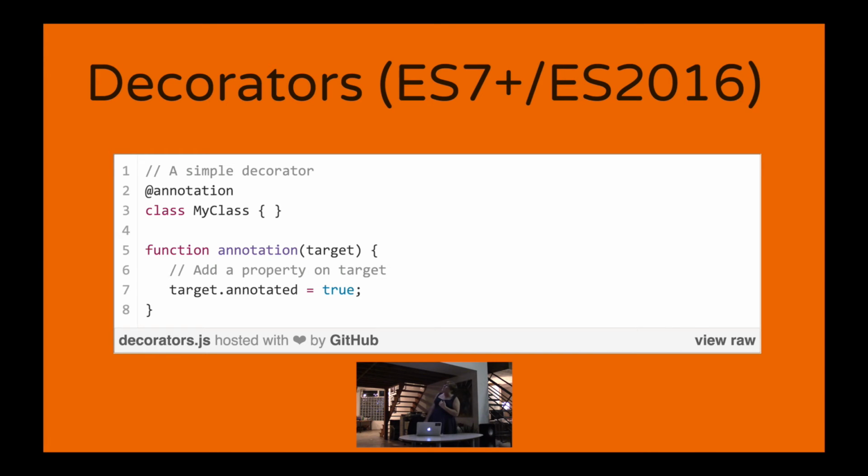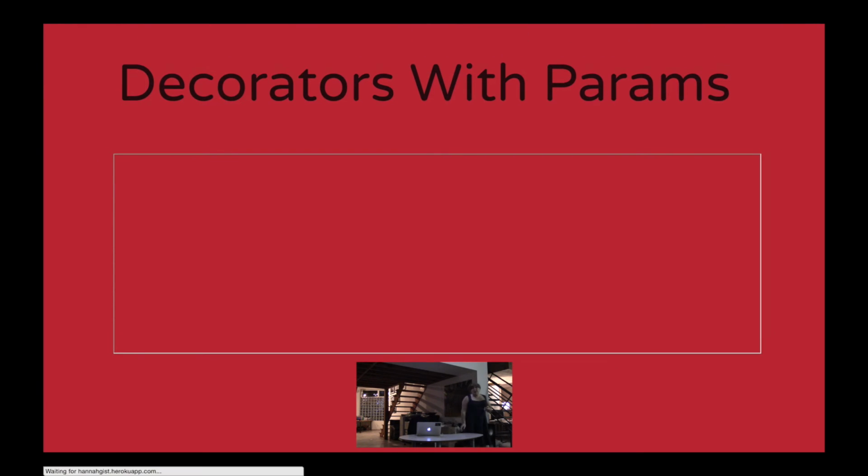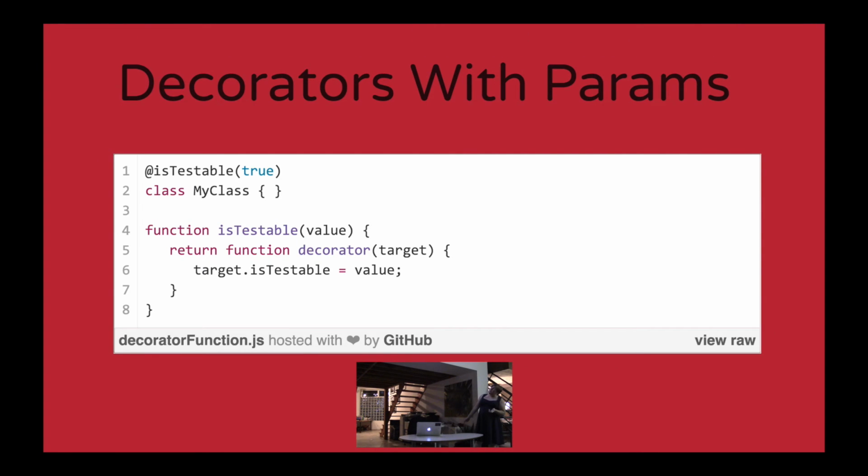The other thing is, so that's cool. And then the other thing is you can actually have a decorator which takes parameters. So this is an interesting idea of, let's say we want to have a class and we're going to have a decorator that says whether that class is testable or not, right? So we'll say @isTestable, and then we can pass it either true or false.